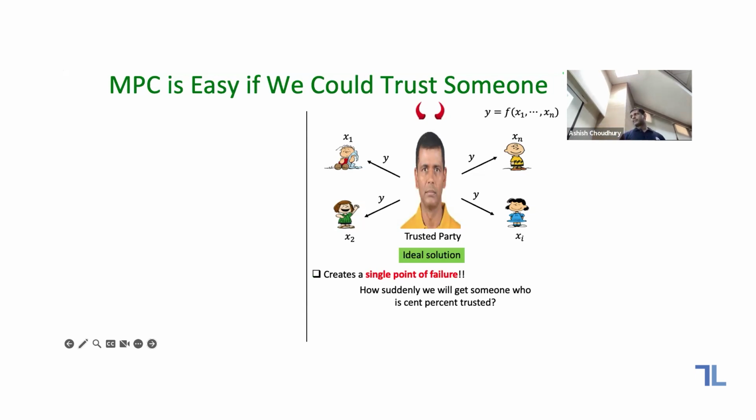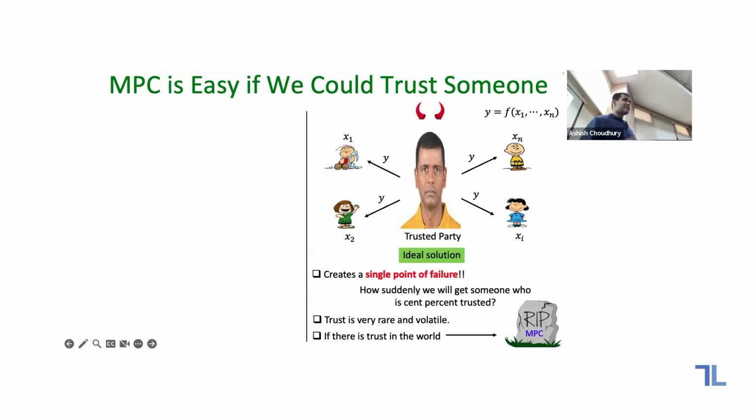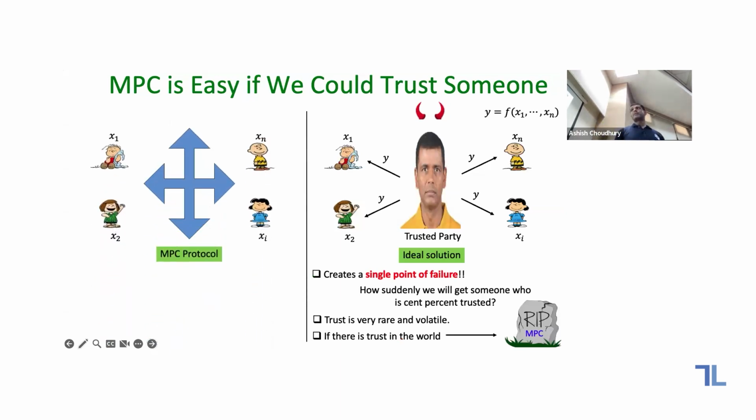How can we suddenly get someone who is trusted, because trust is very rare and volatile. And if there is trust in the world, then we don't want to do any MPC. So the goal of any MPC protocol is to do the same thing that you would have done in the ideal solution, but in the absence of any trusted third party.